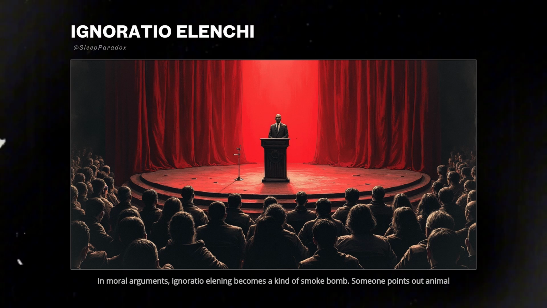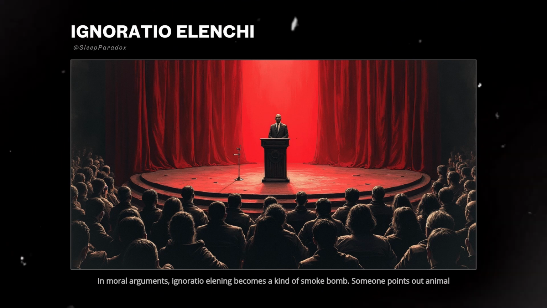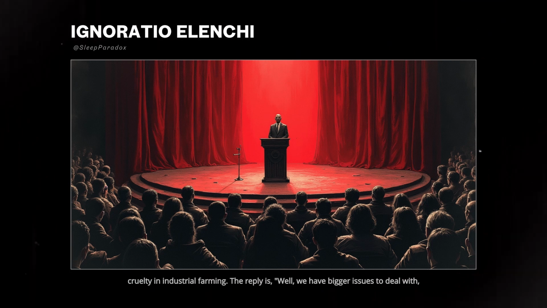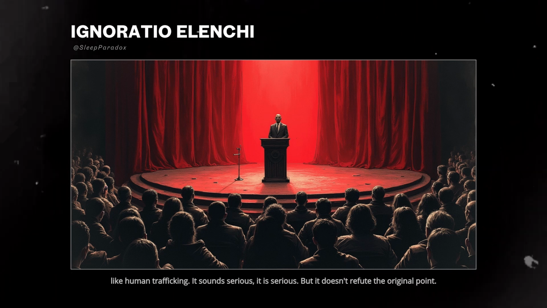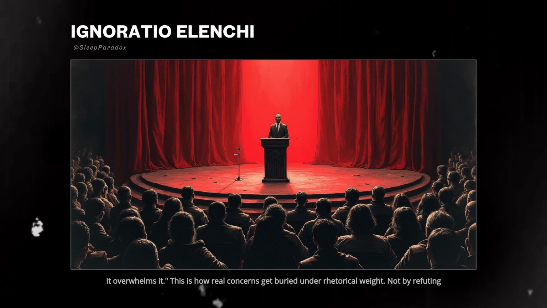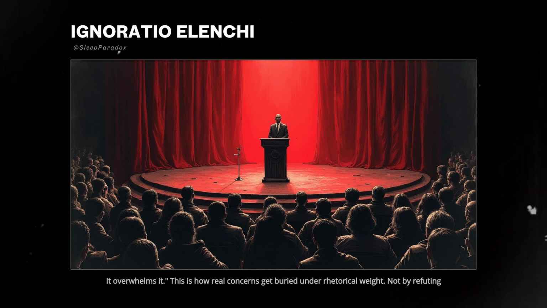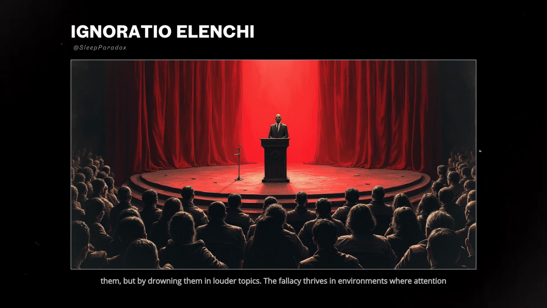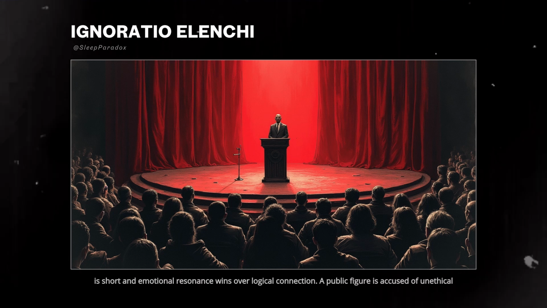In moral arguments, Ignoratio Elenchi becomes a kind of smoke bomb. Someone points out animal cruelty in industrial farming. The reply is, "Well, we have bigger issues to deal with, like human trafficking." It sounds serious. It is serious. But it doesn't refute the original point. It overwhelms it. This is how real concerns get buried under rhetorical weight. Not by refuting them, but by drowning them in louder topics. The fallacy thrives in environments where attention is short and emotional resonance wins over logical connection.